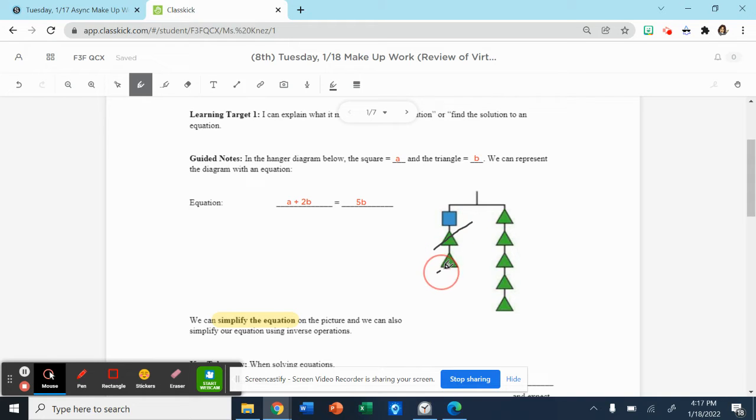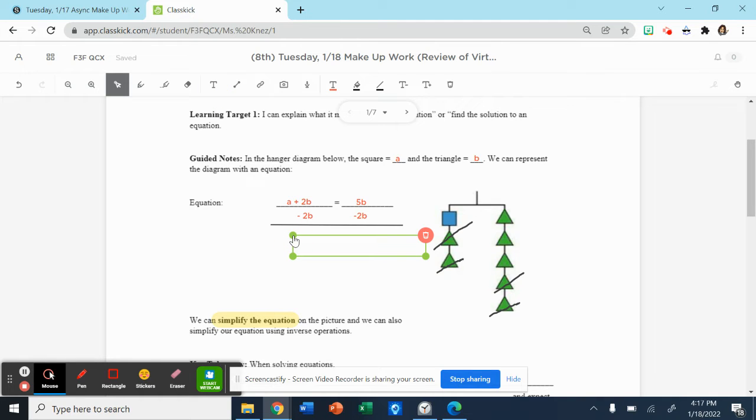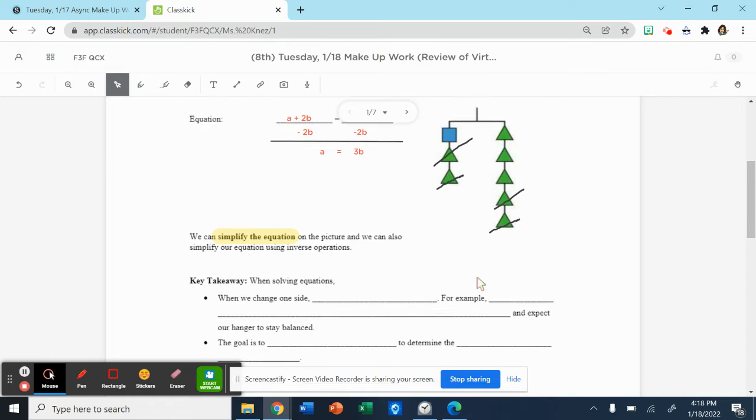If I cross off 2 triangles from the left, and I want to keep my hanger balanced, I also need to cross off 2 triangles on the right. What I'm really doing here is subtracting 2B from both sides of my equation. I'm getting rid of 2 triangles, or taking away 2B. And so I'll draw a nice neat line underneath my equation, and you can see that I end up with A equals 3B. I've simplified my equation, just like I simplified my picture, by crossing out those triangles.